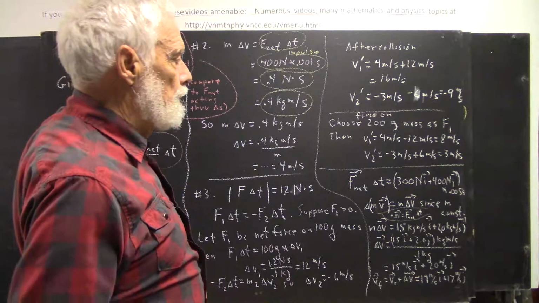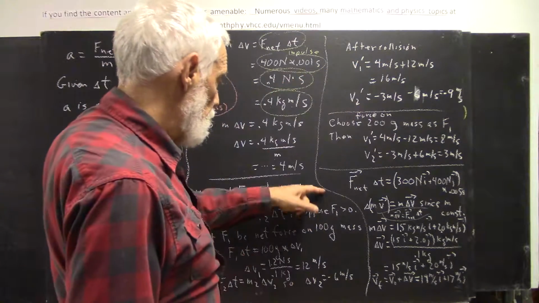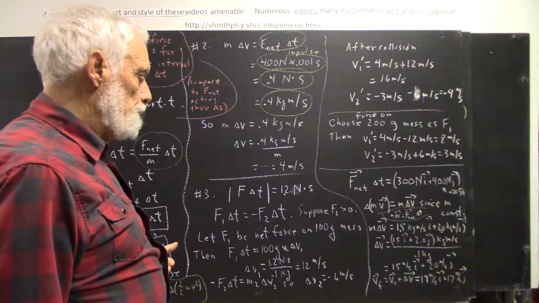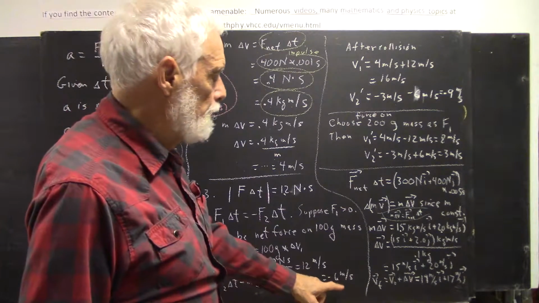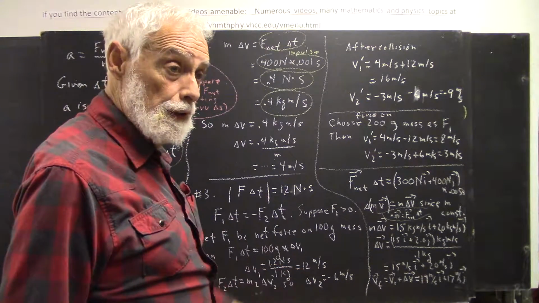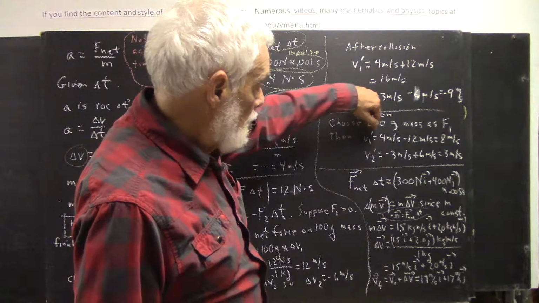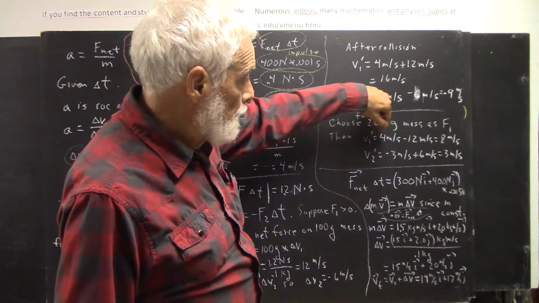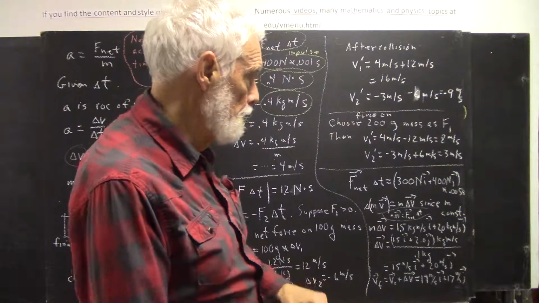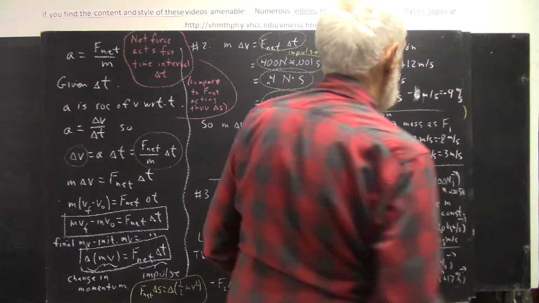Now, had we regarded the force on the 200 gram mass as F1, with F1 being positive, we would have concluded that the 200 gram mass had a change in velocity of plus 6 meters per second. In the first, a change in velocity of negative 12 meters per second. So that the after collision velocity of the first would have been 4 meters per second minus 12 meters per second, or negative 8 meters per second.